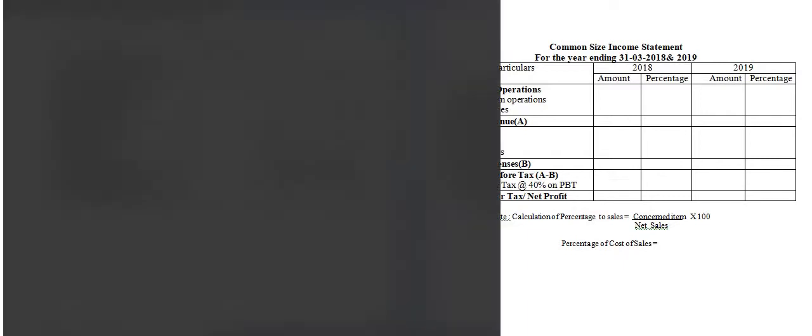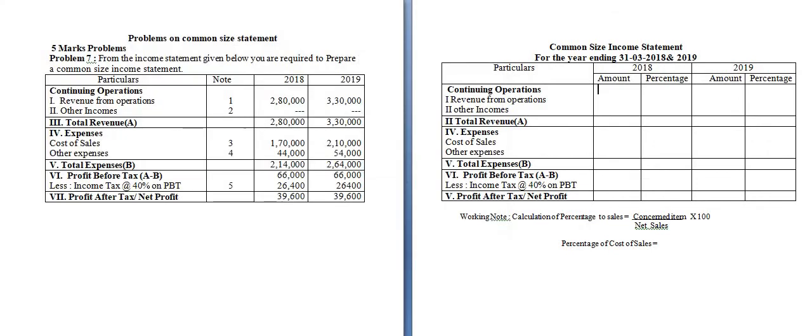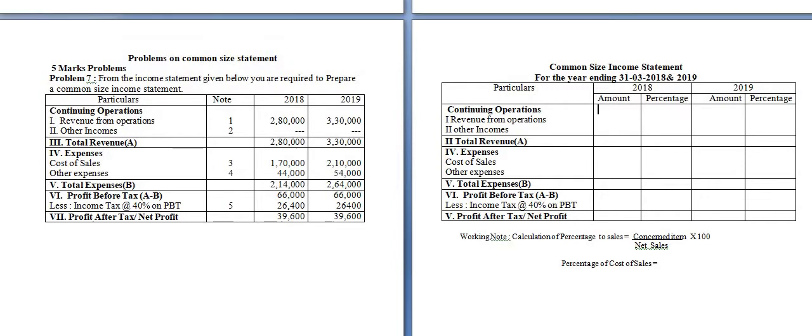Now here first write the heading: solution, common size income statement for the year ending 31st March 2018 and 2019. First one is in continuing operation. First one is revenue from operations. What is the amount of revenue from operations? 2,80,000. So right here amount 2,80,000. Now here percentage will be 100.